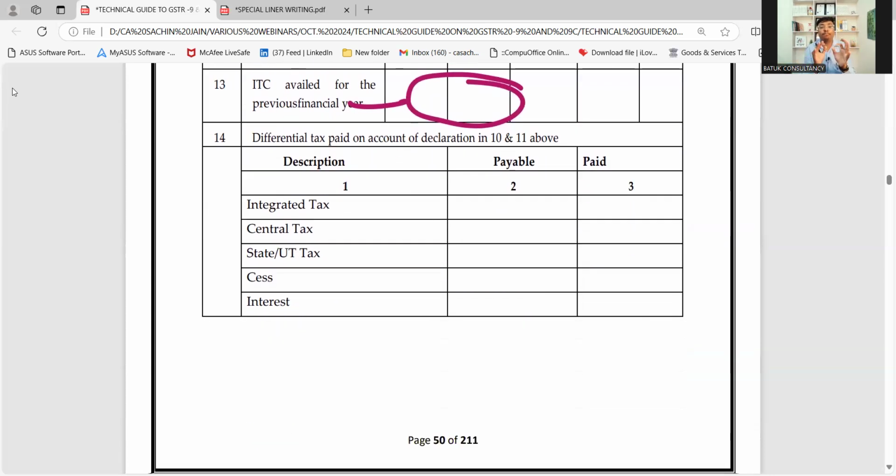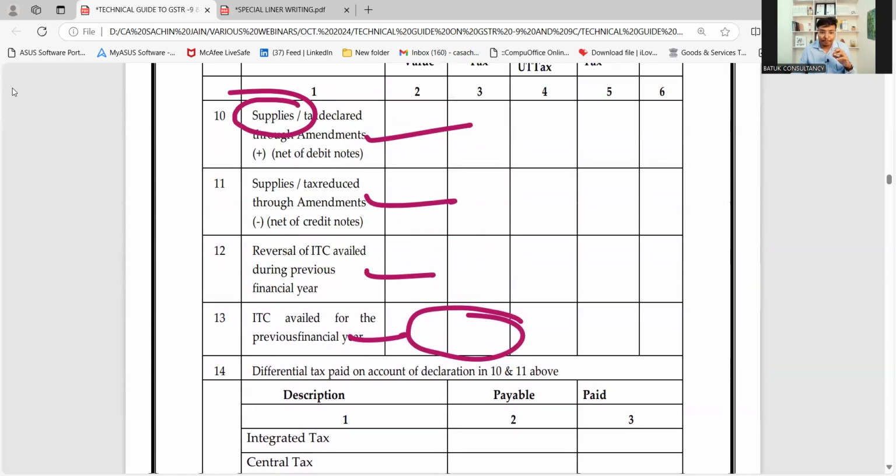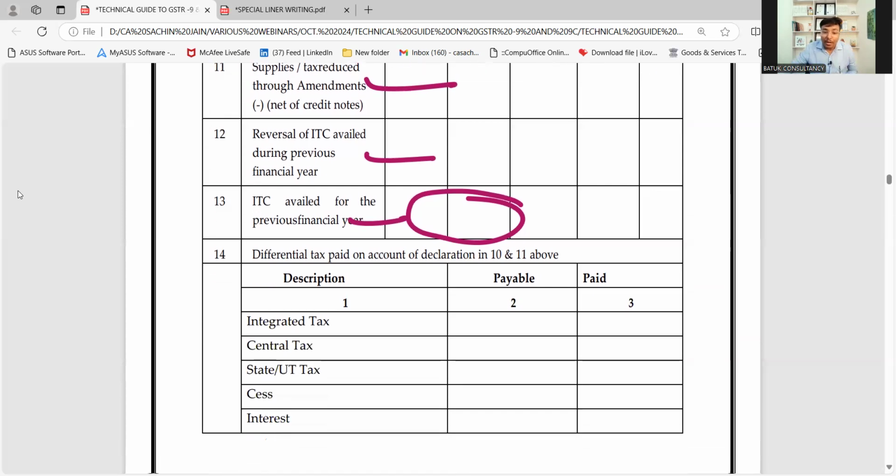In table number 14, here in 10 and 11, you are showing that we are declaring this outward liability. When you have declared any tax liability related to 23-24 during the financial year 24-25, in that case, definitely you have made the payment of tax in GSTR 3B for the supply which you are reflecting in 24-25 related to 23-24. In such a situation, you need to show this is the differential tax which we have paid related to 23-24 during 24-25.